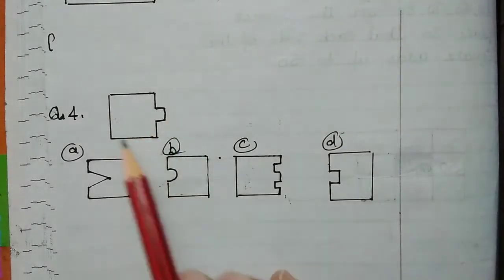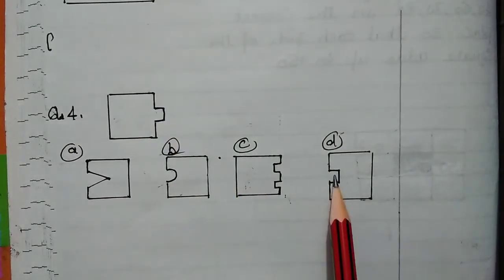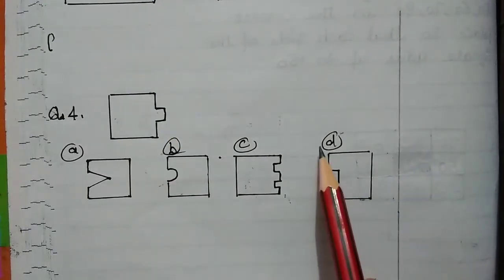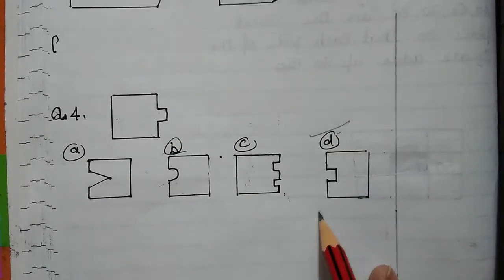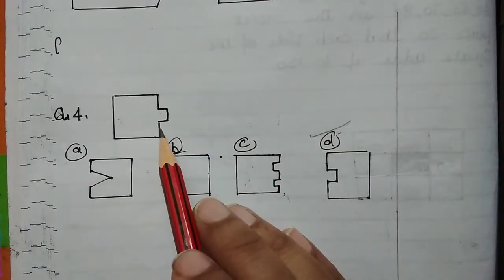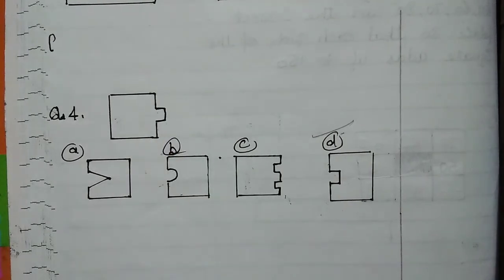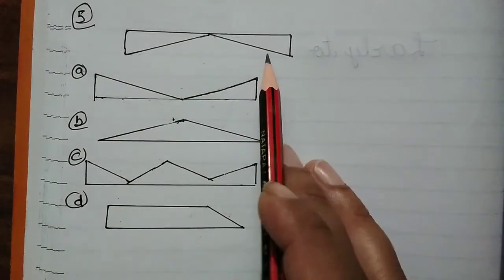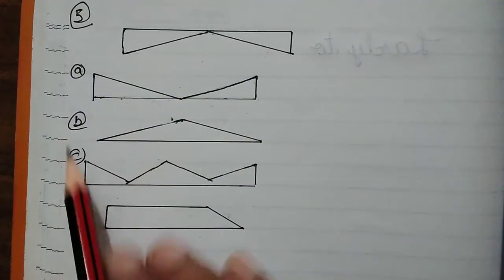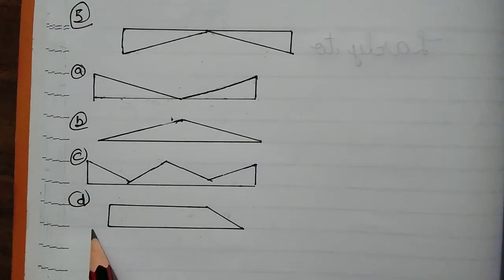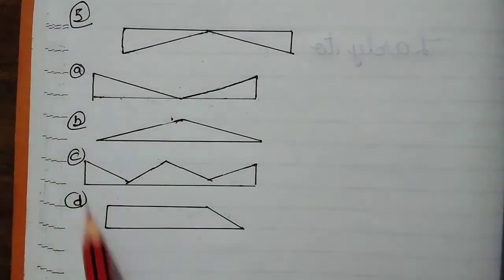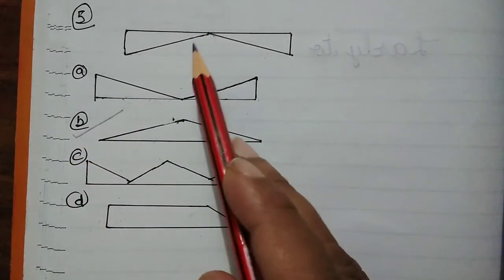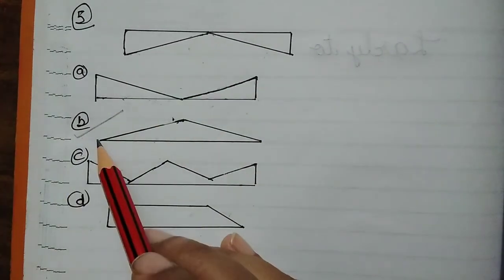Fourth question, this is the given figure, and we have to select the figure out of these given figures which fits completely in this. So when we compare, we come to know that this last figure we are able to fit in the given figure. Now last question of the previous homework. This is the given figure, and we have to select one figure from the given options which we are able to fit in the given figure. So when we compare, we come to know that only B figure we are able to fit in the given figure. So B option is the correct option.